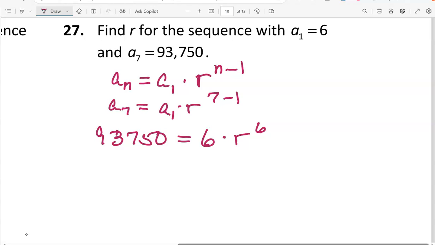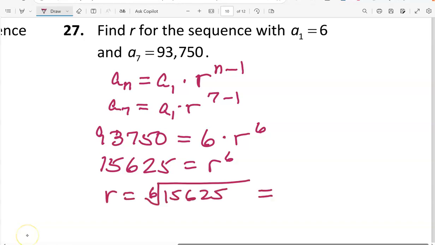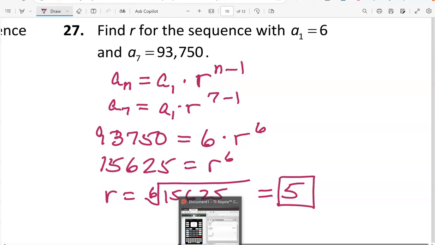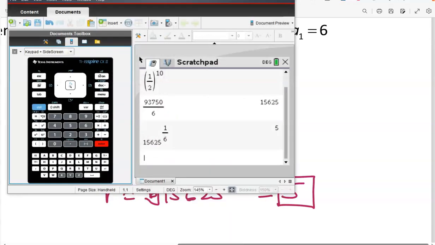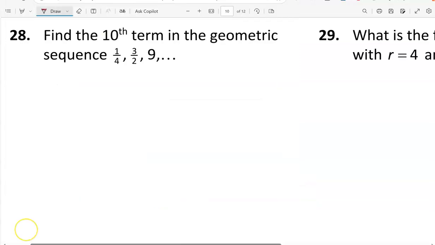So dividing both sides by 6, we get 15,625 is equal to R to the 6th, and then we can take a 6th root. So R is equal to the 6th root of 15,625, which equals 5. If you're looking for a way to do this on your calculator, you can raise 15,625 to the 1/6 power rather than taking a 6th root. There is a way to find that, but I find the fractional exponent easier.